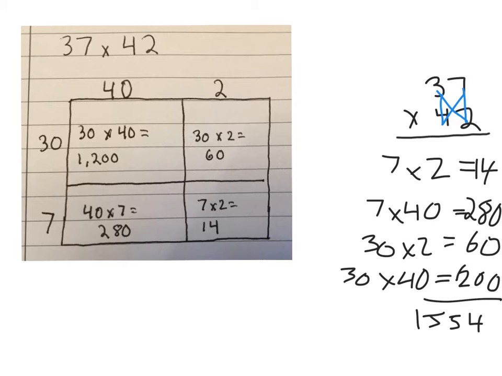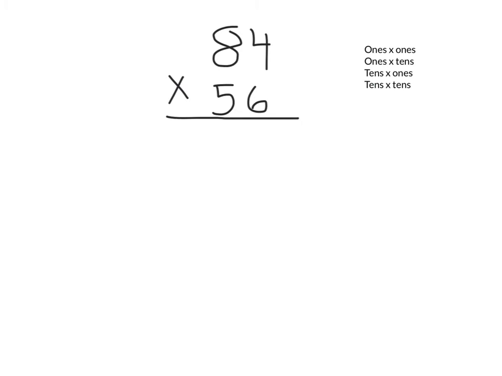Anyway, let's try another one on the next screen. So just put a little text box up on the top or over on the side that says ones times ones, ones times tens, tens times ones, and tens times tens. That's just to help you out making sure you get them all. The real strategy here is since there are 4 digits in our equation, we need 4 equations.